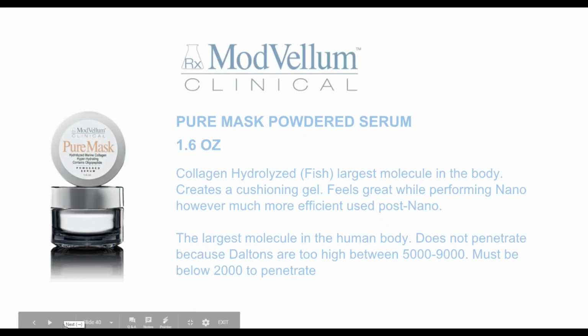So now we're going to go back here to the Pure Mask. Now the Pure Mask is an additive that we can use if we want to increase the hydration of the skin. This is really important. If you make your serum really thin, it's fabulous for nano. If you make it thicker, it's a little better to steam, just as you would with a collagen mask, because collagen is a hyper hydrator.